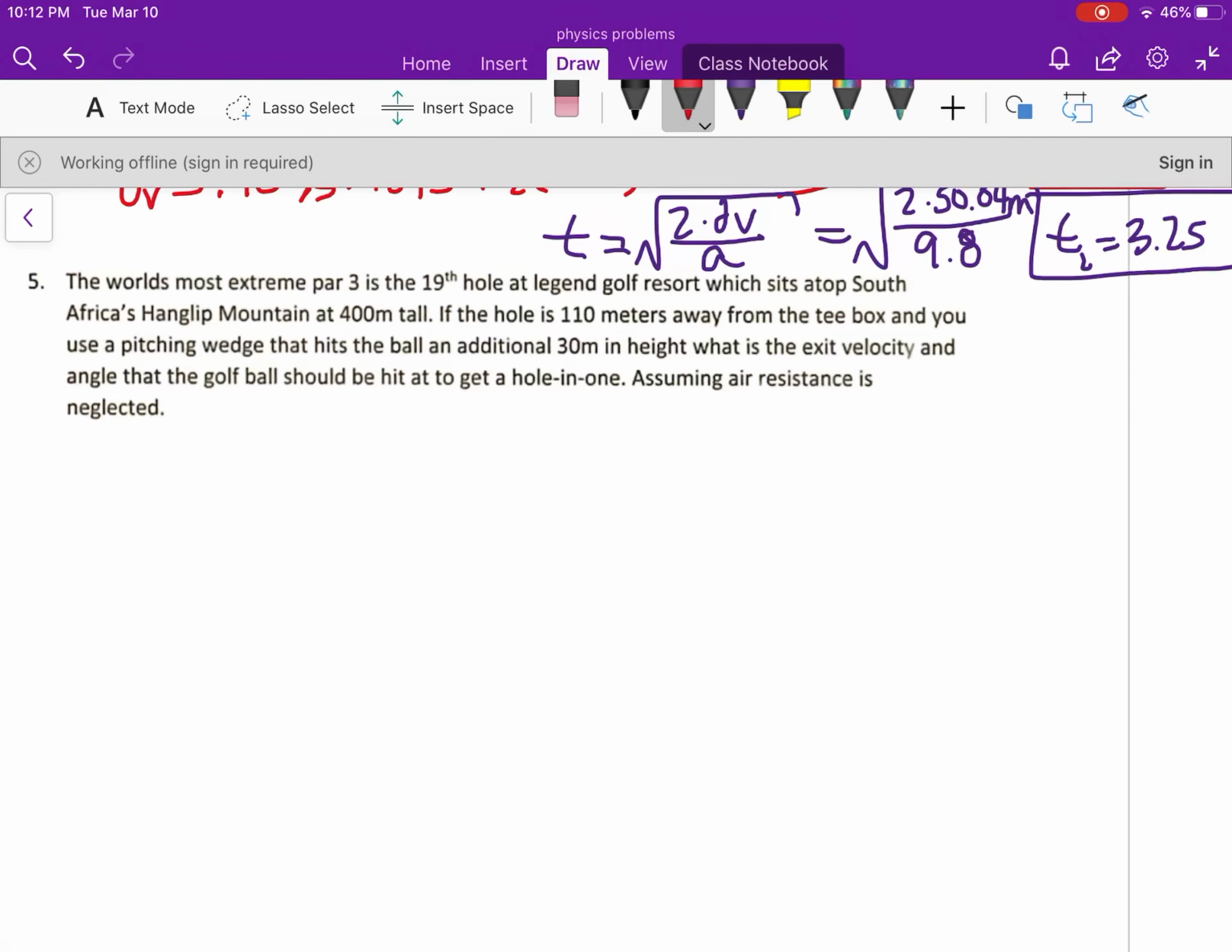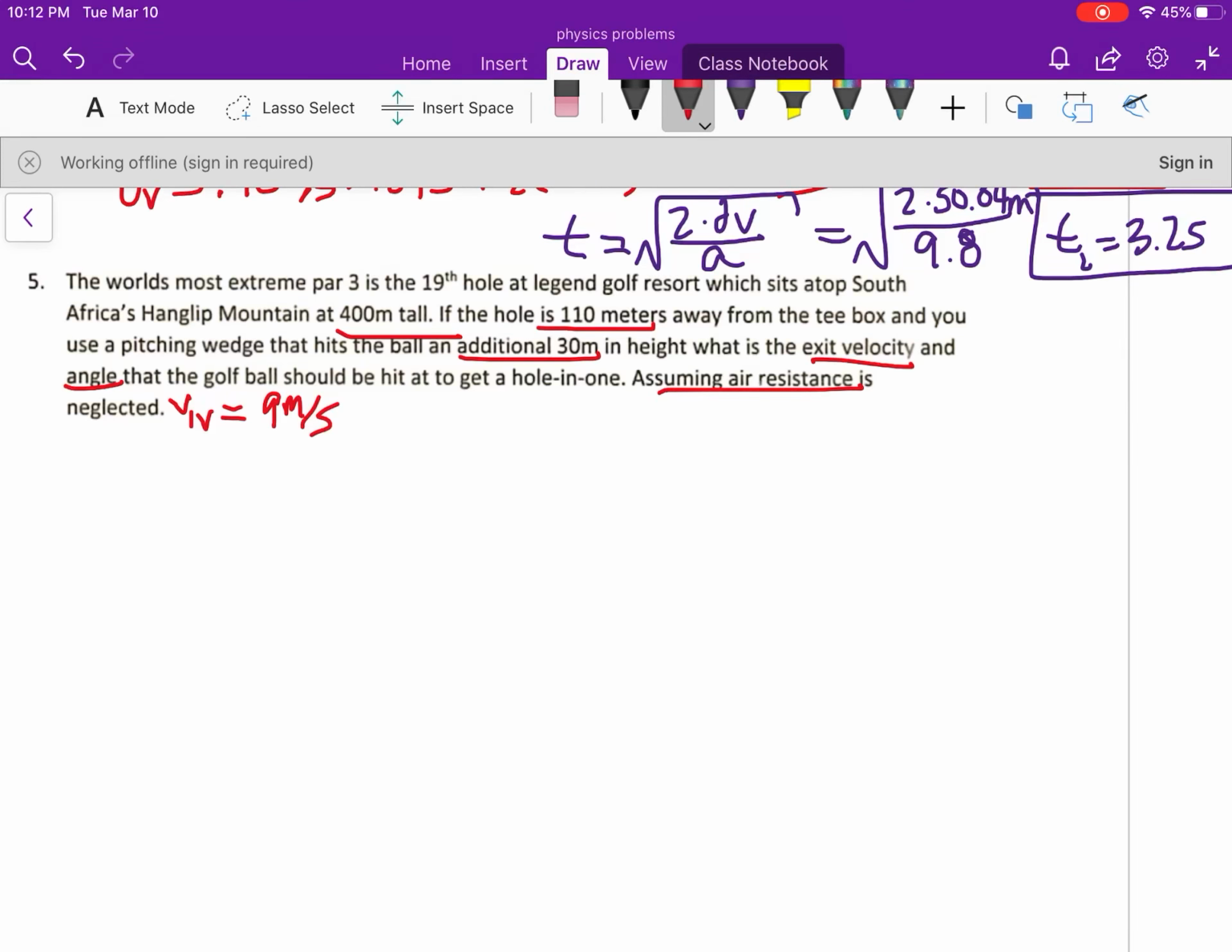And like I mentioned in class today, this one's missing a little bit of information, and that is we need to know that our initial vertical velocity is 9 meters per second. Okay, so the world's most extreme par 3 is the 19th hole at Legend Golf Resort, which sits atop South Africa's Hanglip Mountain at 400 meters tall. If the hole is 110 meters away from the tee box, and you use a pitching wedge that hits a ball an additional 30 meters high, what is the exit velocity and the angle that the golf ball should be hit to get a hole-in-one?